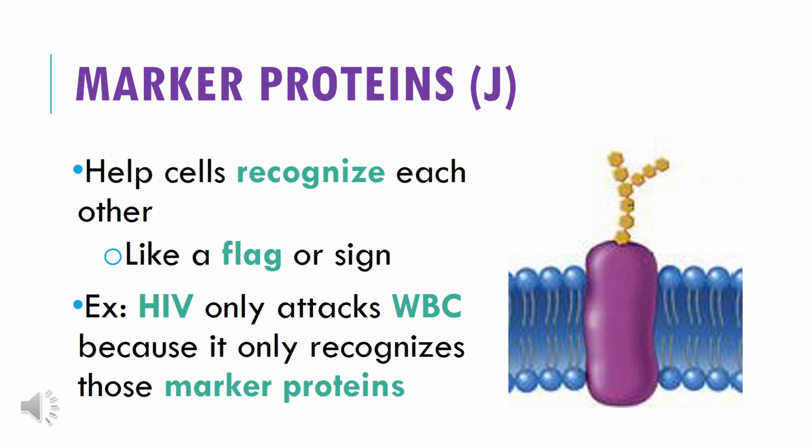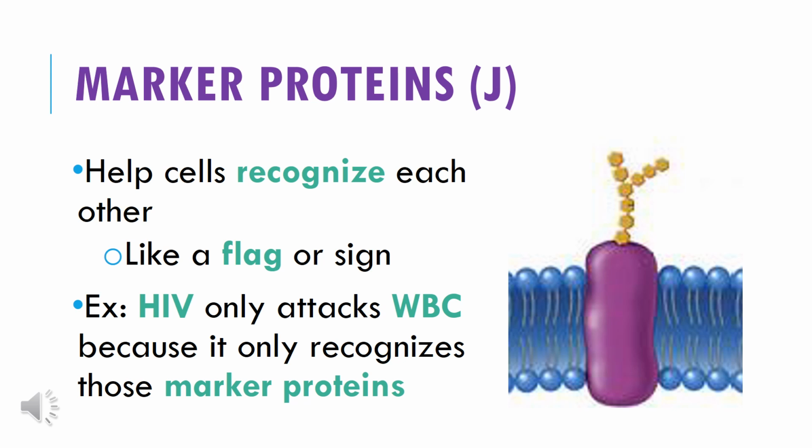If you look here on the right-hand side, the purple part that's embedded in the cell membrane is the actual protein, and then there's a carbohydrate that comes off from the top. The carbohydrate is the actual flag that changes slightly depending upon the type of cell and the person you are, and the purple protein down here on the bottom is equivalent to the flag pole.